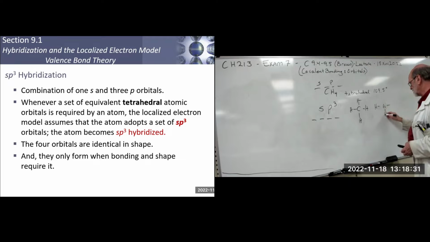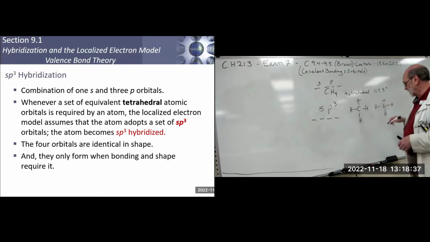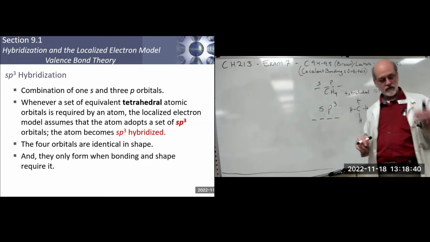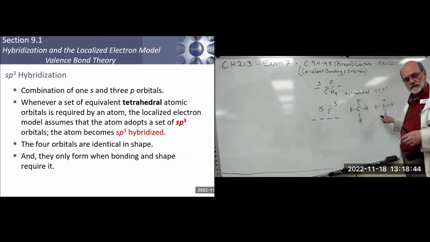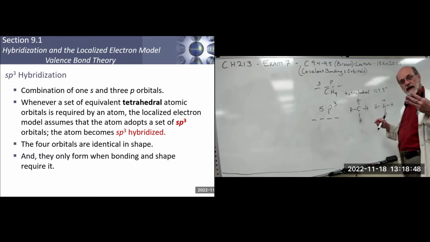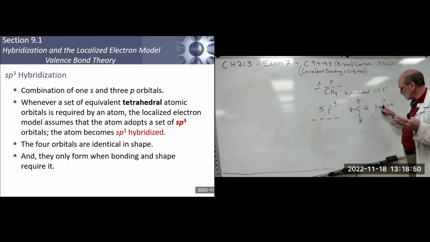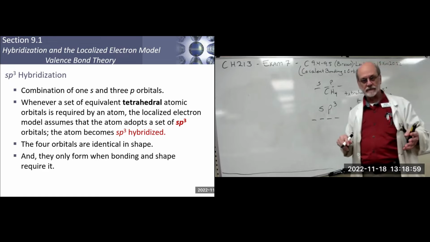ammonia, which has a lone pair, right? So the electronic structure will be tetrahedral for this molecule. So 3 of those sp3 hybrid orbitals will be used to make bonds with these 3 hydrogens, and then 1 sp3 orbital is used for the lone pair.